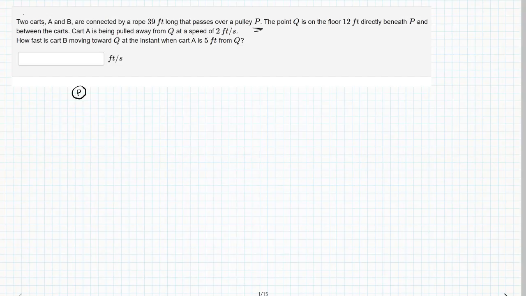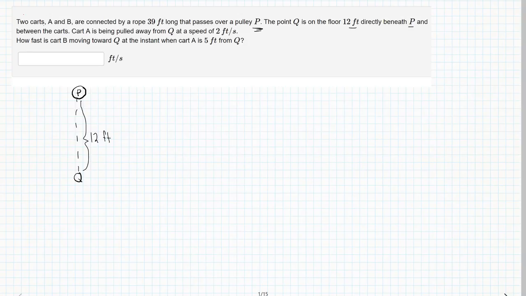Okay. The point Q is on the floor 12 feet directly beneath P. So if we have a right angle, and I'll draw that. Don't let your eyes fool you, that's a perfectly straight line right there. But so then we have this point Q right on the floor, and then we know that this distance from here to here is 12 feet.